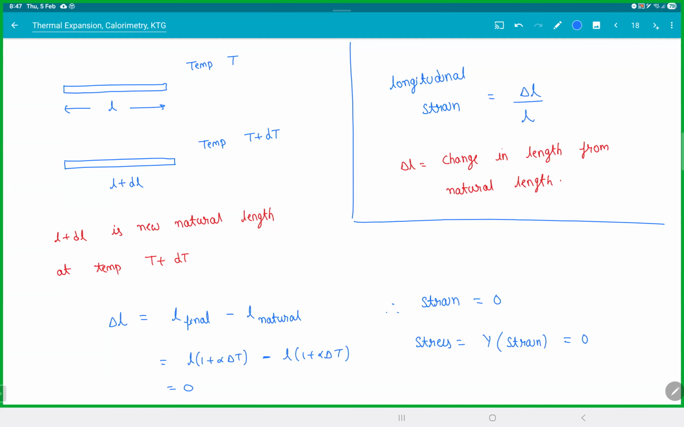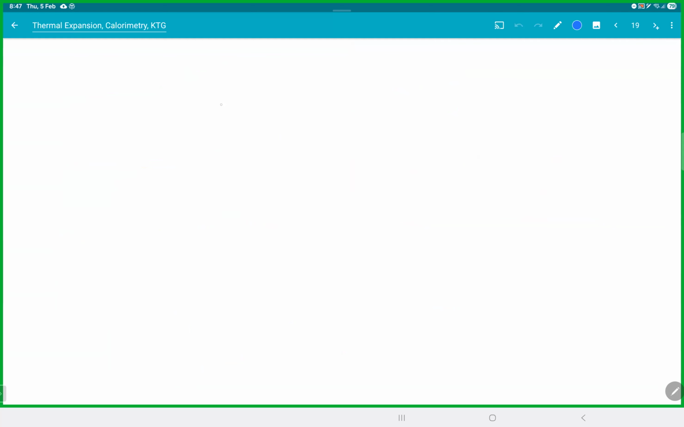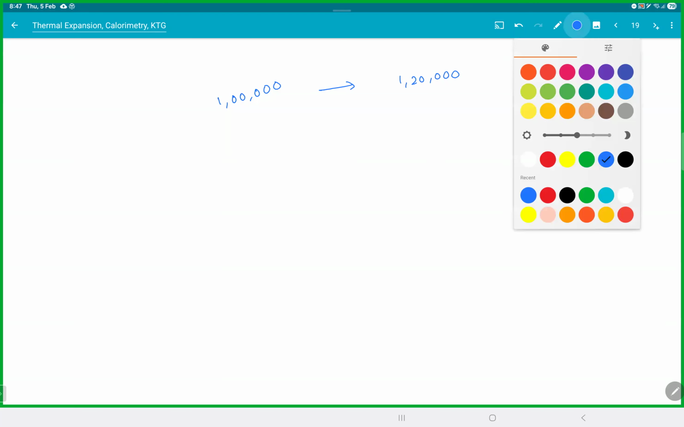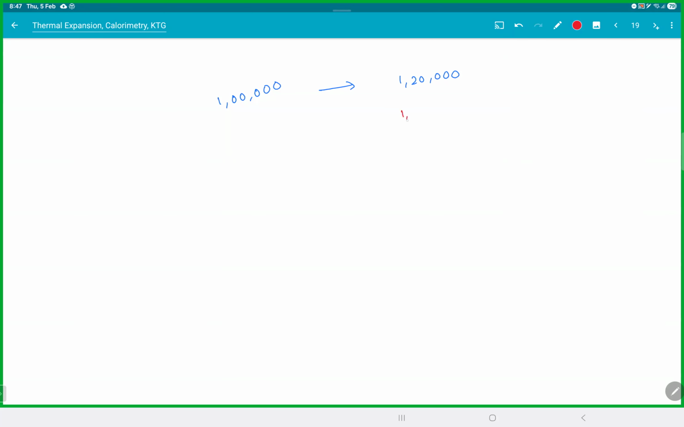Let me give you one more analogy, okay? Think of it like this. Let's say your salary is 1 lakh per month. And I told you from next month onwards, I'm increasing your salary to 1 lakh 20,000. But when the next month comes, I tell you, the management didn't agree with the salary and everything. So sorry, we'll see later, but for now your salary is only 1 lakh.